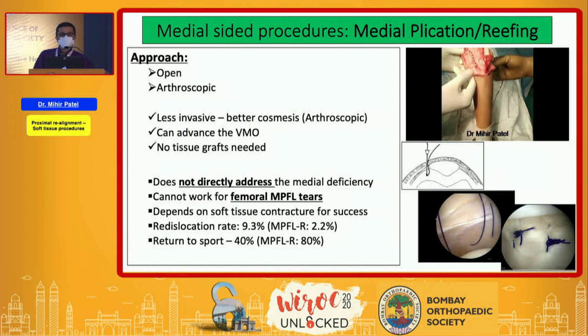It is less invasive, the arthroscopic procedure. We can also advance the VMO, and no soft tissue grafts are needed. But the problem is it doesn't directly address the medial deficiency. It cannot work when the MPFL tears from the femoral side, and the femoral tear of the MPFL is the most common in an acute dislocation. It depends on soft tissue contracture, because if the sutures cut through, the medial plication gives way. The redislocation rate after medial plication is almost 9% compared to 2% following an MPFL reconstruction, and return to sports is almost 40% compared to 80% in an MPFL reconstruction.